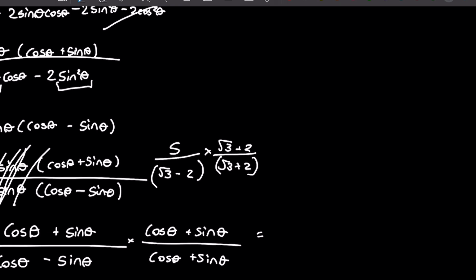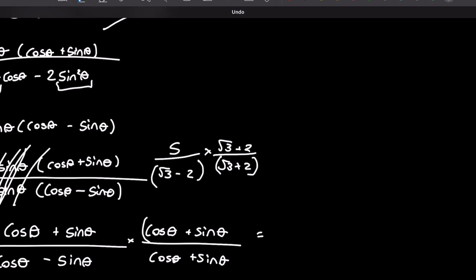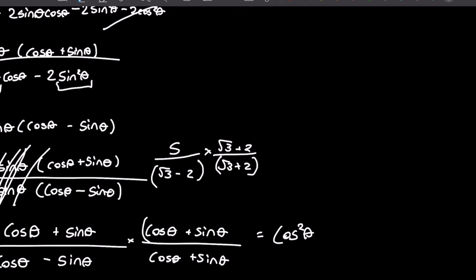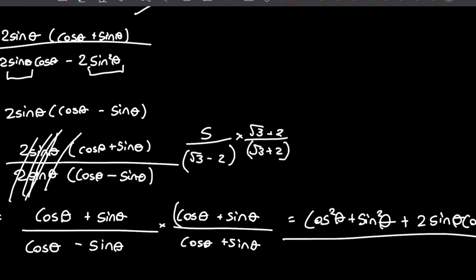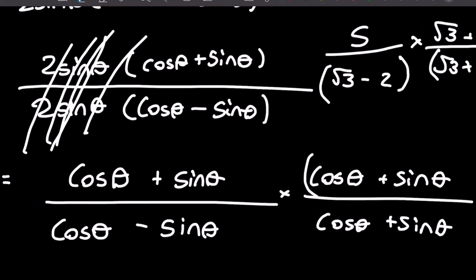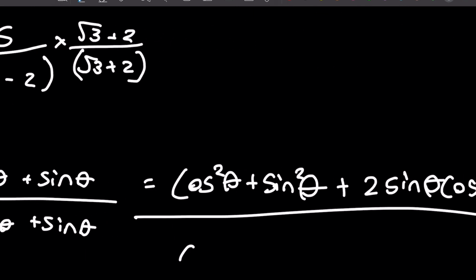So let's continue. This is going to be equal to cos theta times cos theta is just cos squared theta, and cos theta times sine theta is sine. Expanding this is just like cos theta plus sine theta squared. That's going to be cos squared theta plus sine squared theta plus 2 sine theta cos theta. And this will be over, when it's a difference of 2 squares, you square the first term and subtract the square of the second term. In this case, the first term is cos and the second term is sine. So we'll have cos squared theta minus sine squared theta.